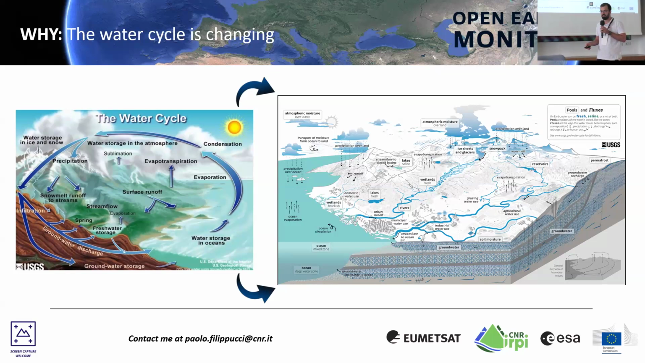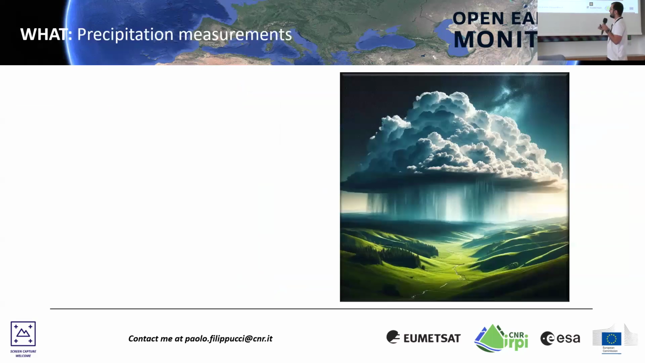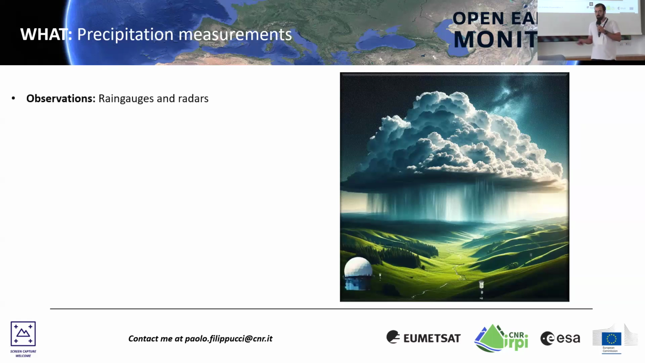So this is the idea behind this work: to improve the input data that we can use to model and to understand our world. And in particular, we are focusing on precipitation, that is probably the most used forcing for most of the models. So how do we measure precipitation? We usually use rain gauges and radars, of course. They are the most reliable source of data. And if you have precipitation from rain gauges and radars, use that. It is the best way.